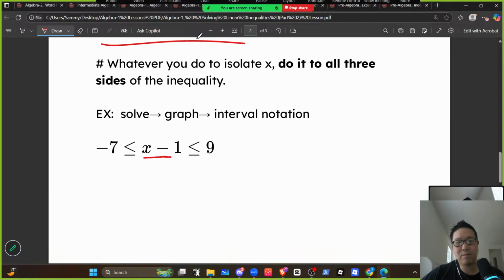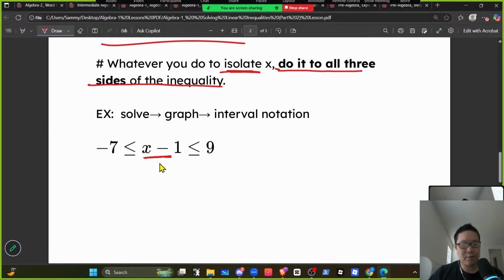This exact same problem? No, but something like that. Okay. So the idea is the same, but as it says here, whatever you do to isolate x, you're going to do it to all three sides. So in this one, we have -7 is less than or equal to x minus 1 is less than or equal to 9. It's just saying that whatever is in the middle is between -7 and 9, including -7 and 9.